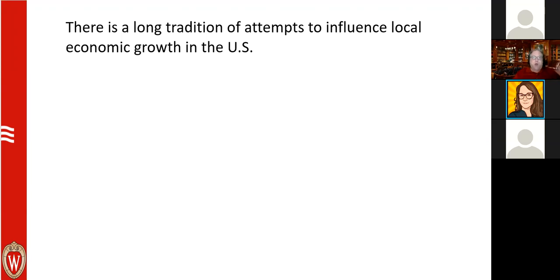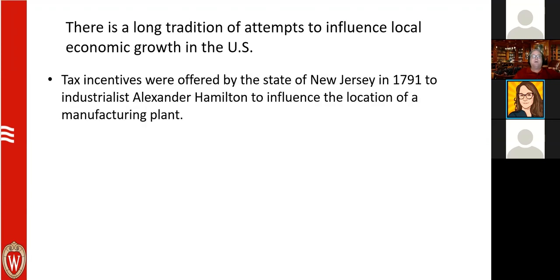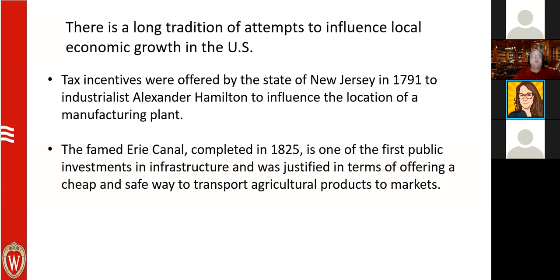So there is a long tradition in the US of trying to influence economic growth. The first documented use of tax incentives was actually the state of New Jersey in 1791, to try to encourage Alexander Hamilton to locate one of his manufacturing firms in New Jersey, to essentially move across the river from New York and start his plant here in New Jersey.